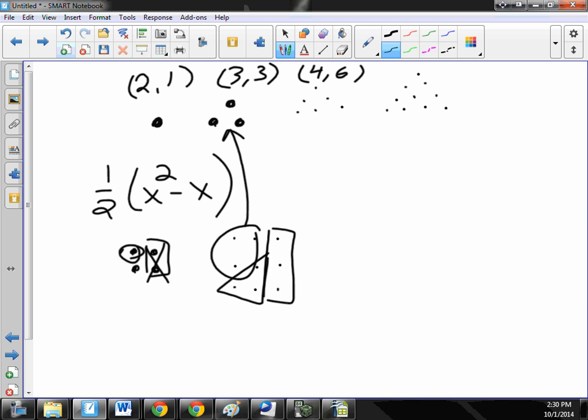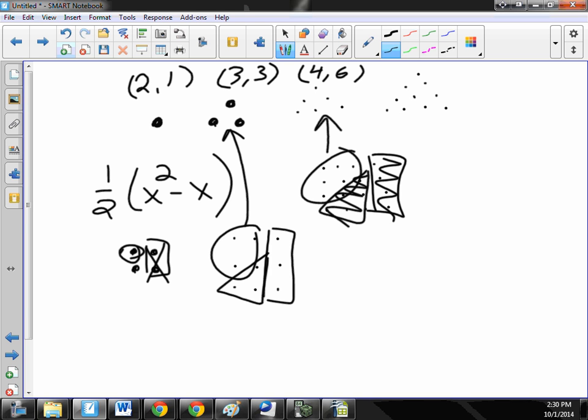Okay, let me do it one more time. So 4 squared would be, that's the total number of dots in the end. So according to the equation, I take x squared, I get rid of x, which is 1 row or 1 column. So I'm going to get rid of those. Now I cut it in half, and that picture is that picture. Okay, and that pattern shows up here on Pascal's triangle.